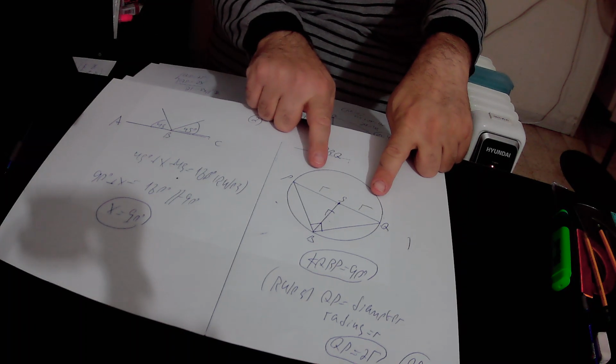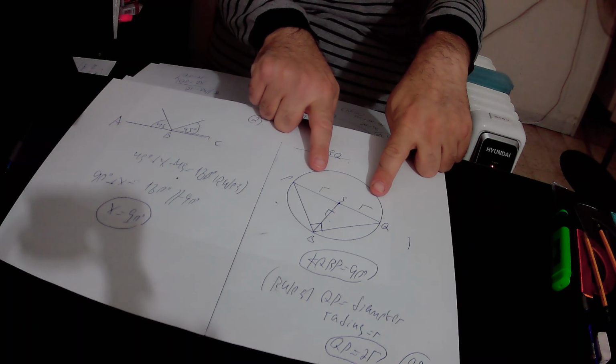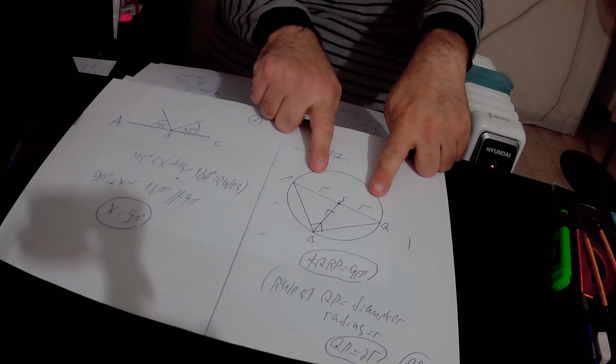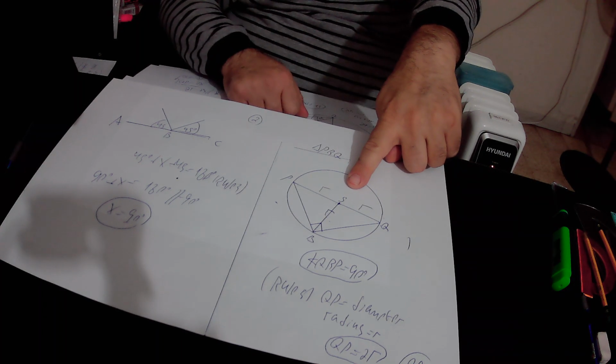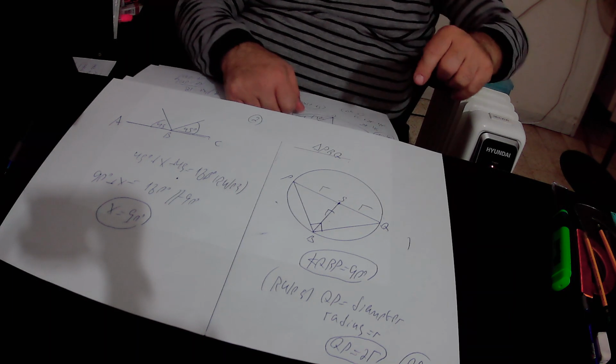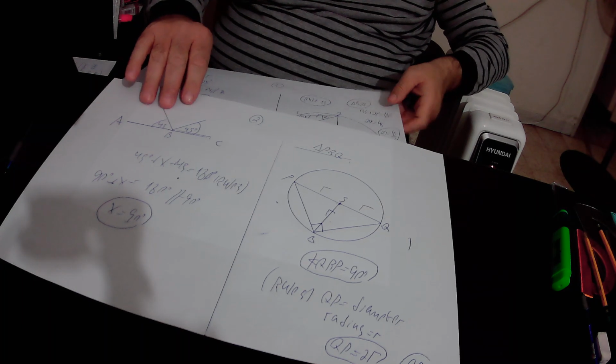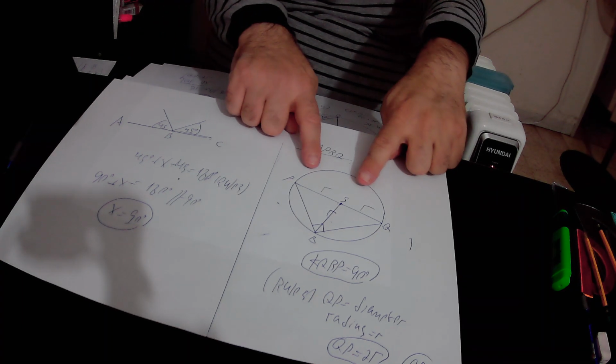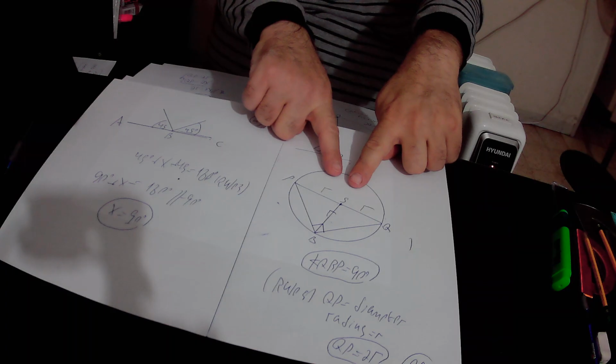So those two line segments are both the radii of this circle. Those two radii of the circle touch each other at point S. Therefore point S must be the center of the circle. Repeat again, because the two radii touch each other at point S, point S must be the center of the circle.